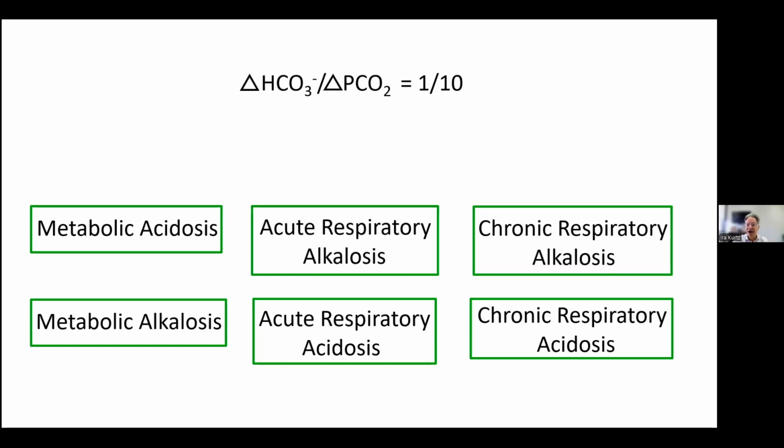So if it's 3.5 to 10, that's acidosis. If it's 5 to 10, alkalosis. If it's 1 to 10, acidosis. 2 to 10, alkalosis. It's sort of a quick way to remember. Otherwise, it's hard to keep it in your mind.